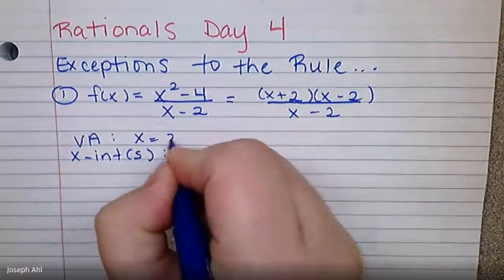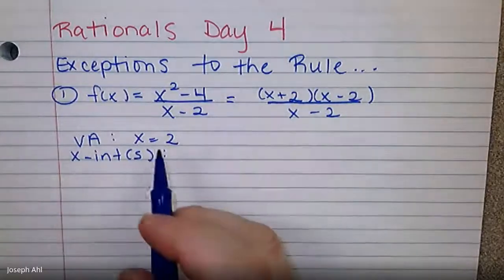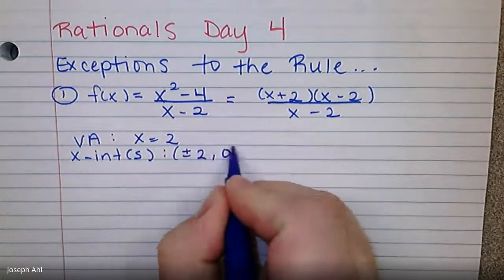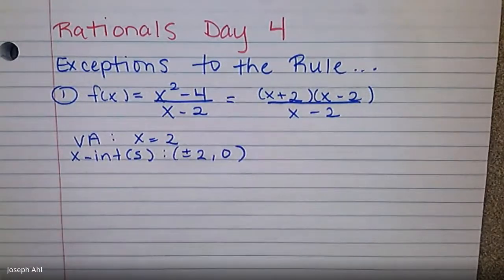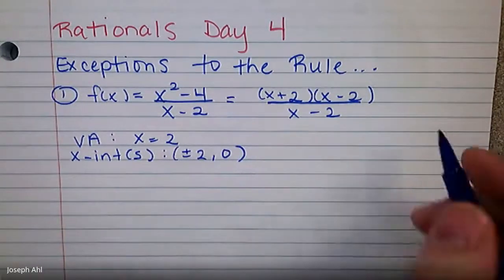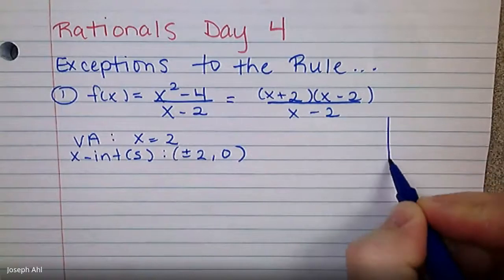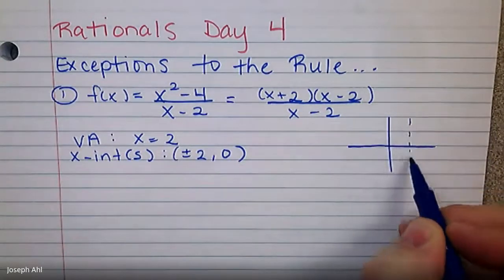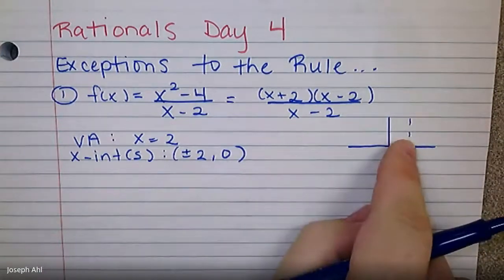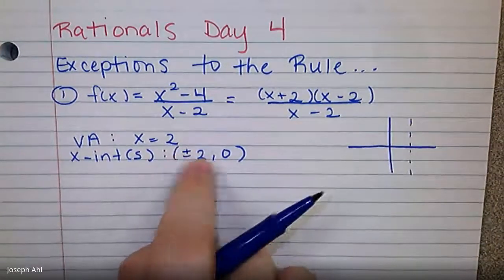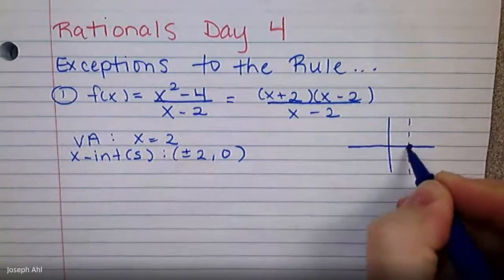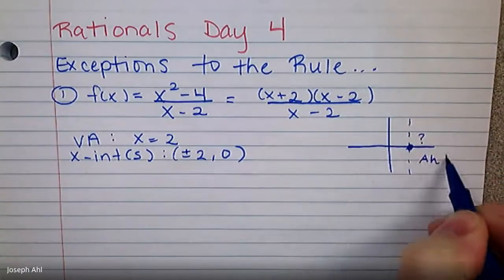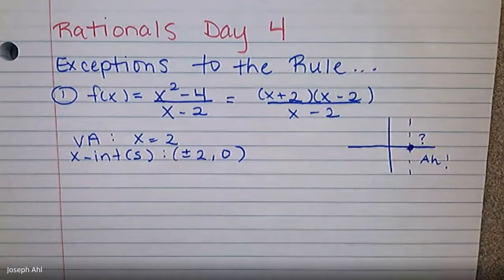So we get a vertical asymptote at x equals 2. We get x-intercepts at -2 and +2. So I'll get fancy and write that as plus or minus 2, 0. So what I want you to think about specifically here in question is, we have this vertical asymptote at x equals 2. And if you notice, one of our x-intercepts is also at x equals 2. And that's a big no-no. We can't have that happen.